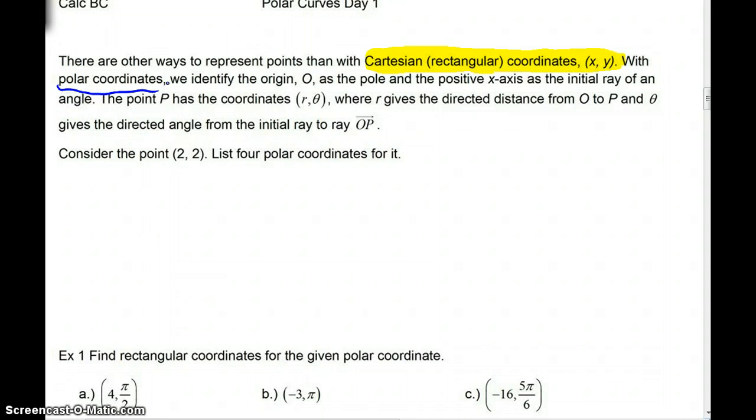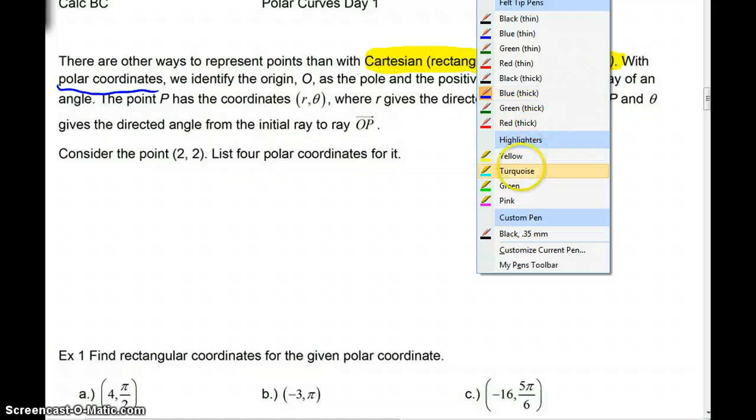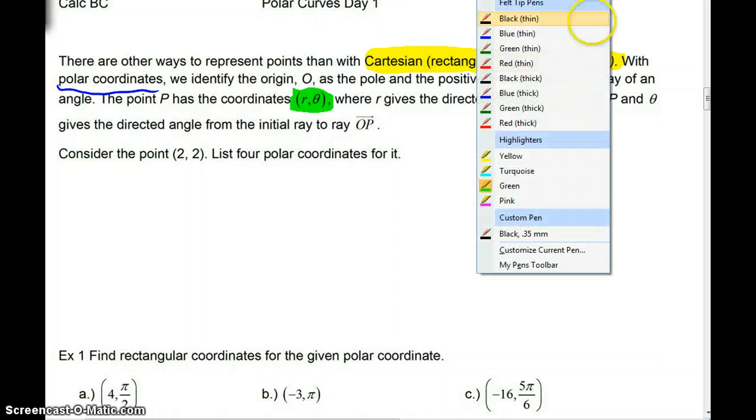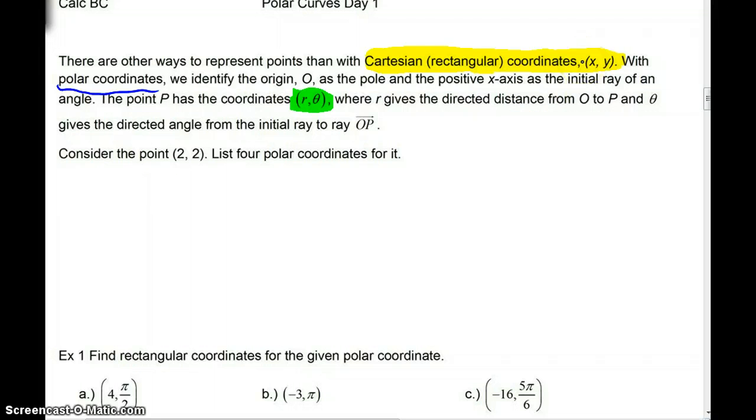In polar coordinates, we first identify the origin as the pole, and the positive x-axis is the initial ray of an angle. We are going to have polar coordinates that look just like ordered pairs. However, they are representing r and theta. R gives the directed distance from the pole, from the origin, to the point in question. Theta gives the directed angle in radians from the initial ray, which is the positive x-axis, to the point.